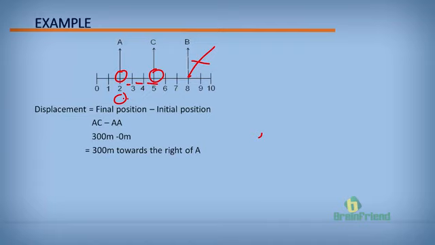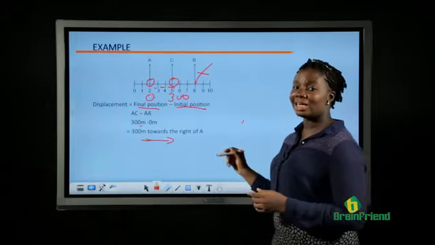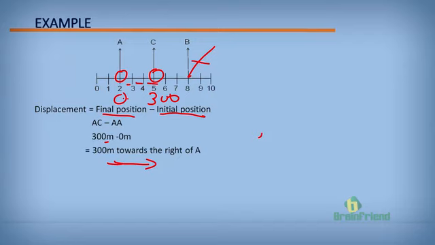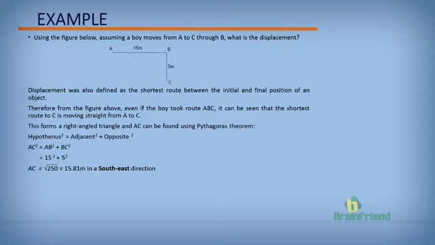So displacement is final position minus the initial position, which gives us the 300 meter mark right here, minus the 0 meter mark. So displacement is final position minus initial position. So his displacement is actually 300 meters minus the 0 meter mark, which gives us 300 meters towards the right of A. Displacement always has a direction. Now moving on to another example.